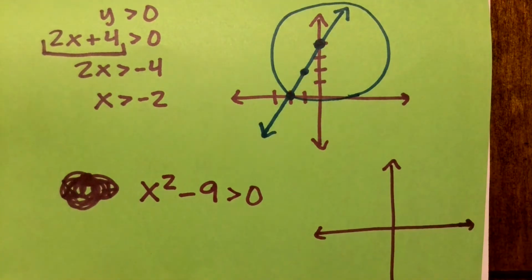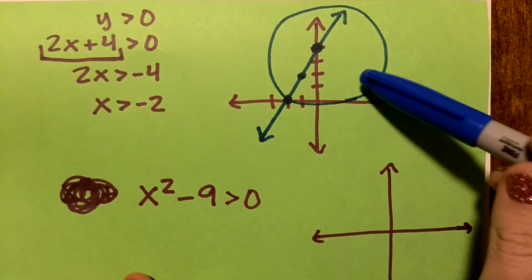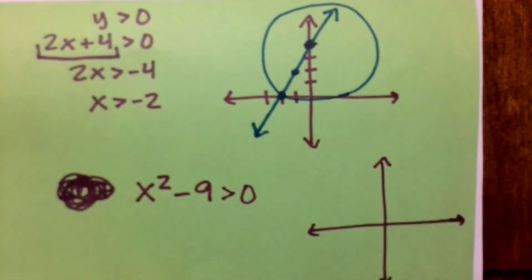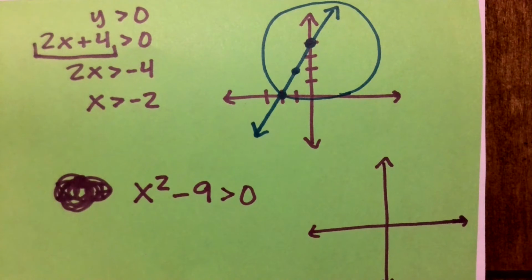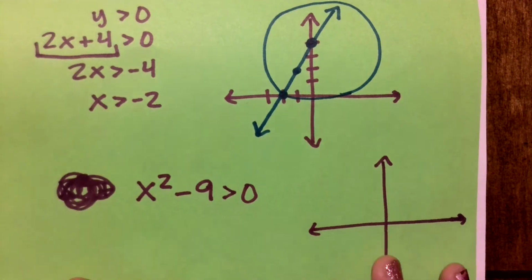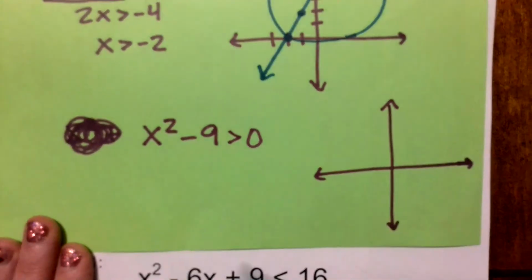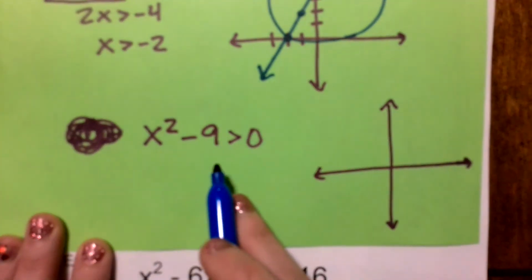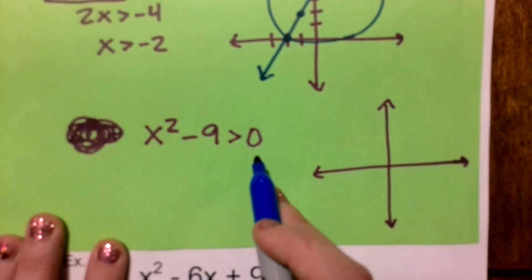So for a linear inequality, it wasn't necessary that we graphed it, but this is the same logic that we're going to be using to solve our nonlinear inequalities. Because when I have something like this, x squared minus 9 is greater than 0.